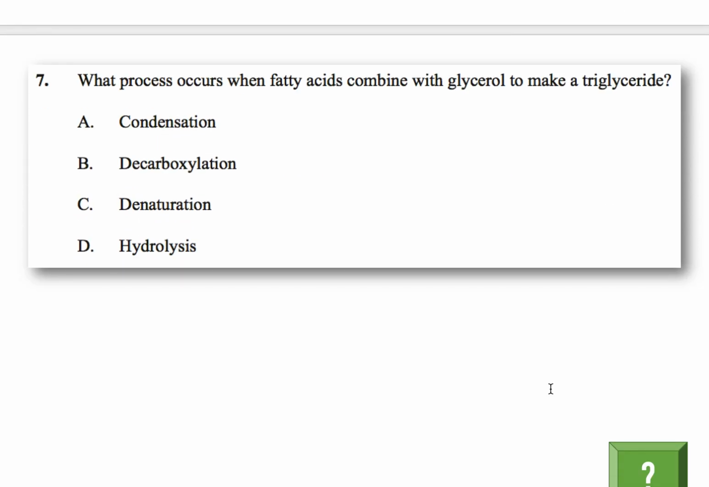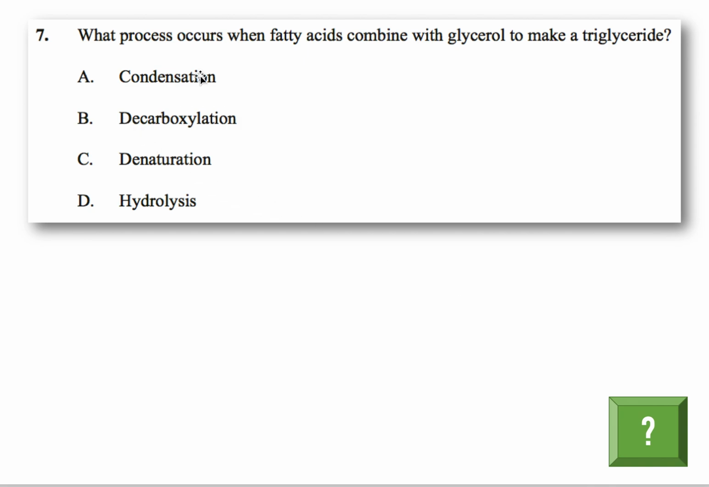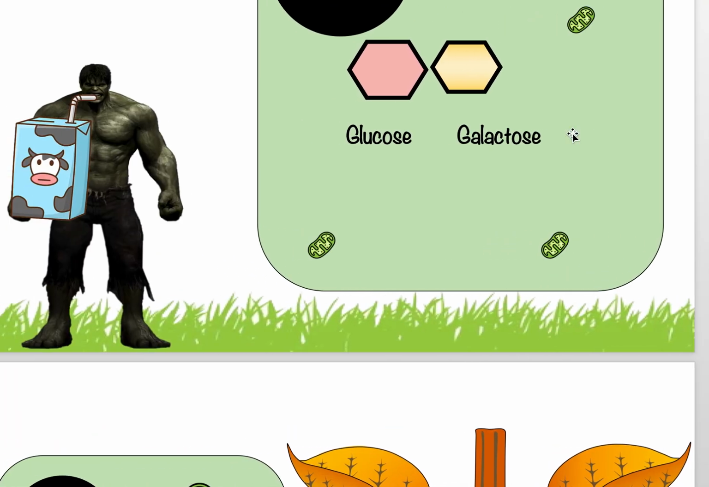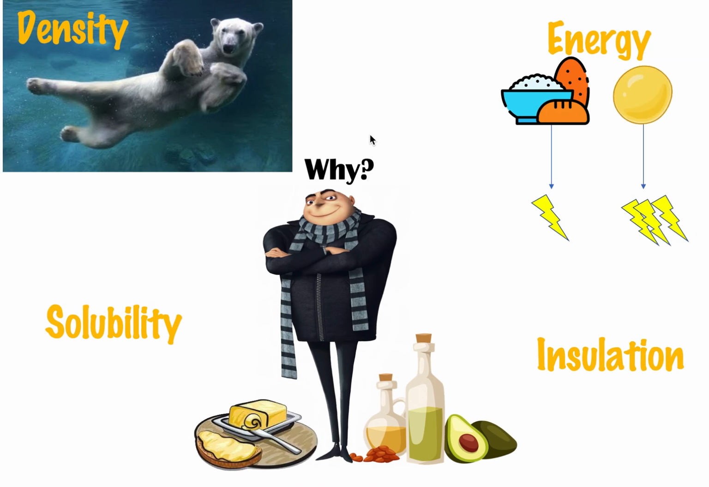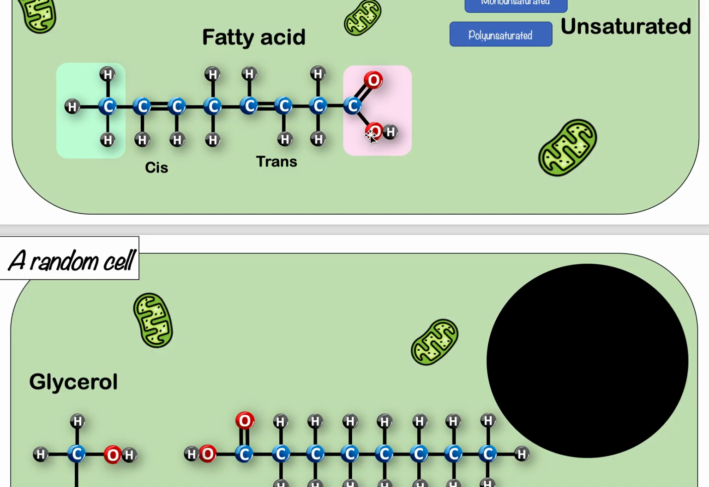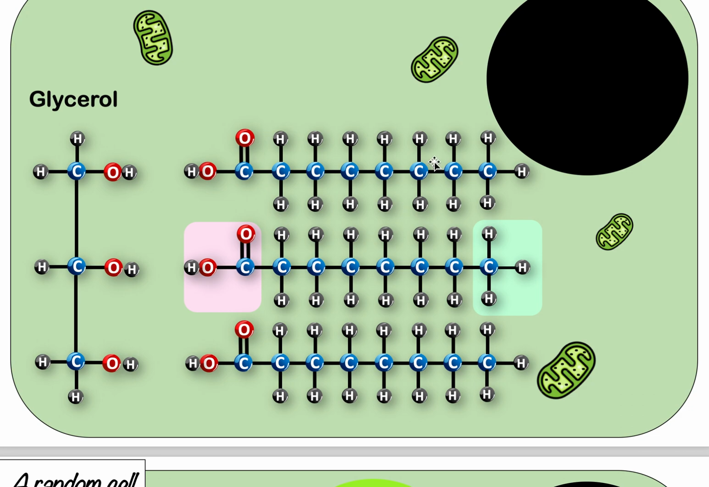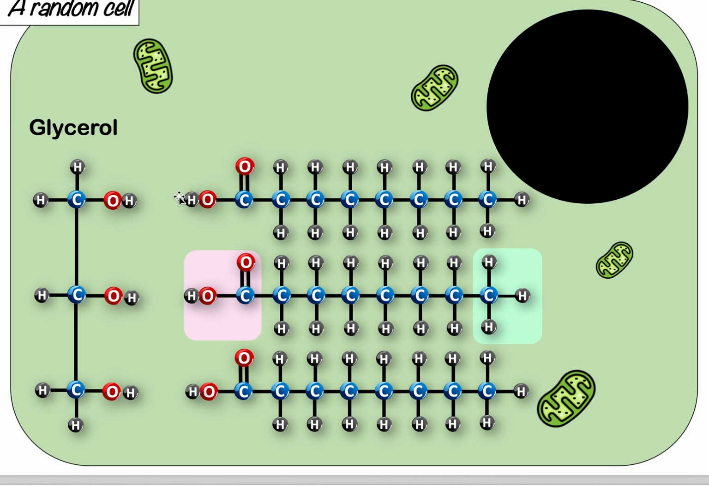So here we have one last question. What process occurs when fatty acids combine with glycerol to make a triglyceride? Okay, this one I can show you clearly. Okay, so here we have 3 fatty acids, right? 3 fatty acids. And then here we have a glycerol molecule, right? We saw that before, glycerol molecule. Now, these will react together to form a triglyceride. Tri coming from the 3 fatty acids, tri meaning 3, okay? And glycerol, so triglyceride. We have 3 fatty acids on a glycerol, so we call it triglyceride, okay?